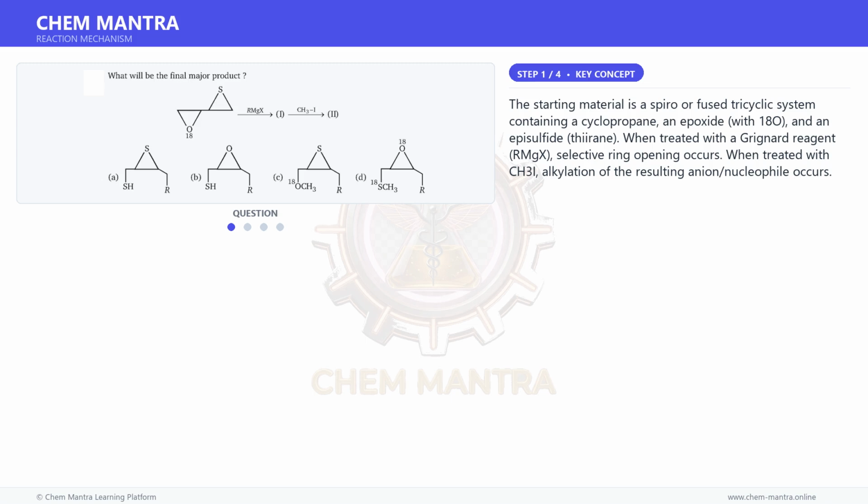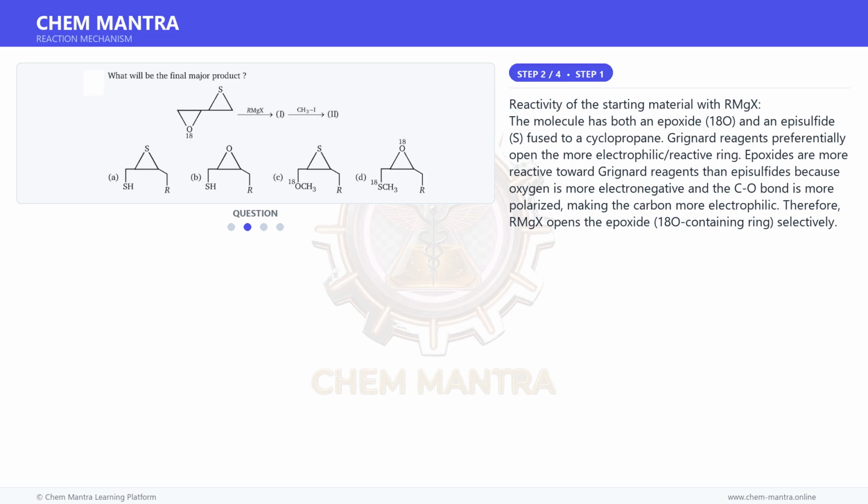The starting material is a spiro or fused tricyclic system containing a cyclopropane, an epoxide with 18O, and an episulfide, thiirane. When treated with a Grignard reagent, RMgX, selective ring opening occurs. When treated with CH3I, alkylation of the resulting anion nucleophile occurs.